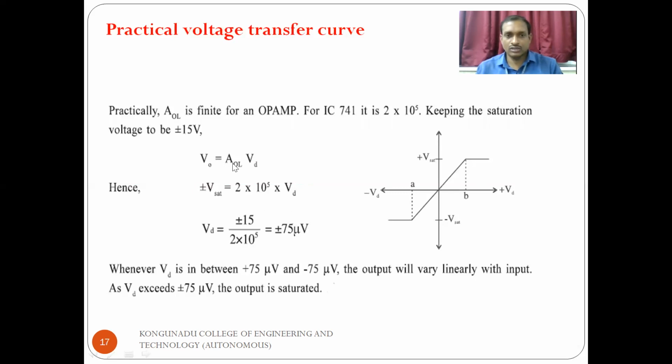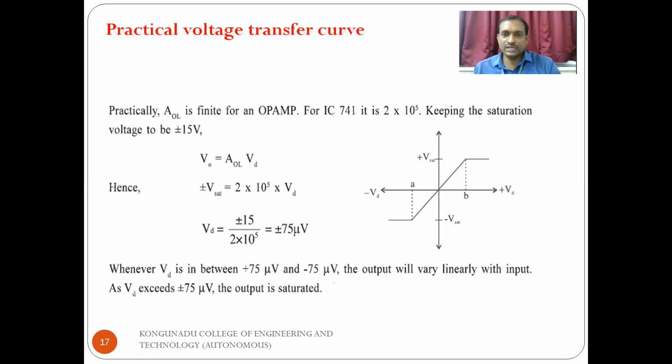So V0 is equal to gain AOL into VD. So plus or minus V saturation is equal to the output, which is 2 into 10 power 5 into VD. So from this equation, VD is equal to plus or minus 15 divided by 2 into 10 power 5. So we are getting plus or minus 75 microvolt. This is the differential input. The differential input is varied from plus 75 microvolt to minus 75 microvolt.